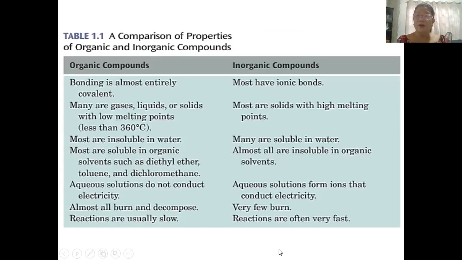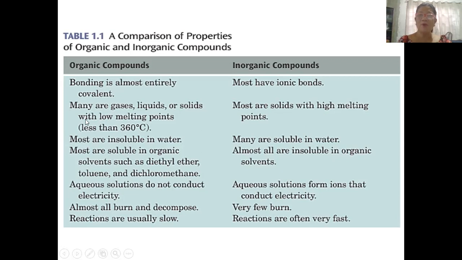Okay, so let us now compare the properties of organic and inorganic compounds. So for organic compounds, what is the bonding? Can you still remember? There are two types of bond. Covalent is the sharing of electrons, while ionic is the transfer of electrons. So what kind of bonding is organic? It is covalent. For inorganic, it is ionic.